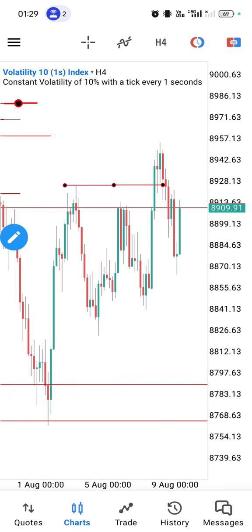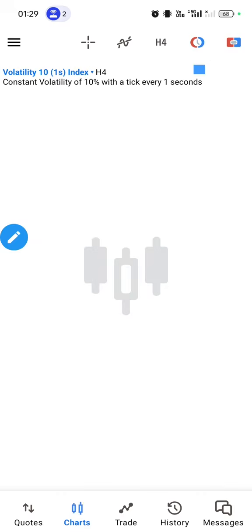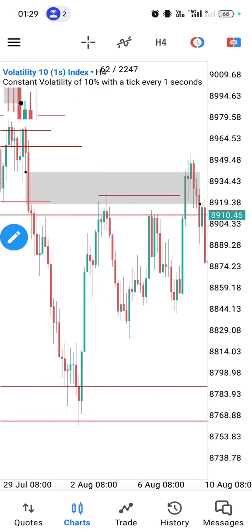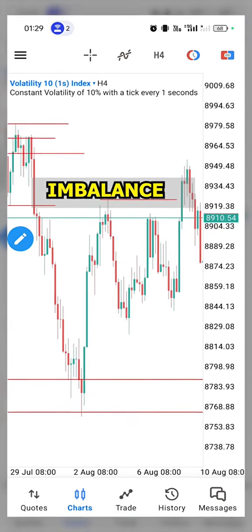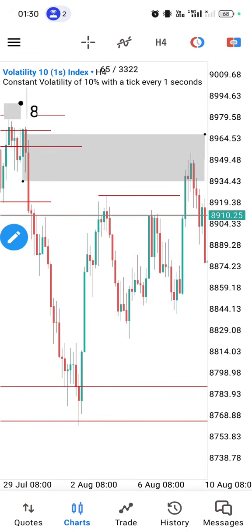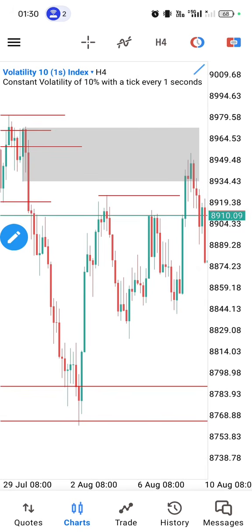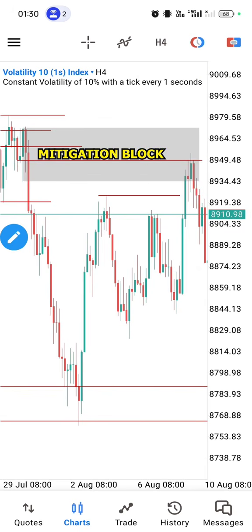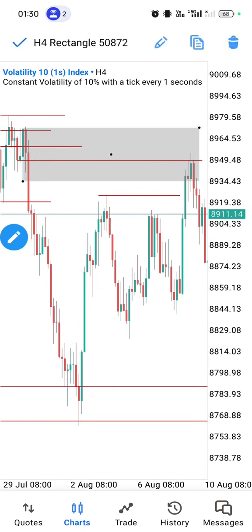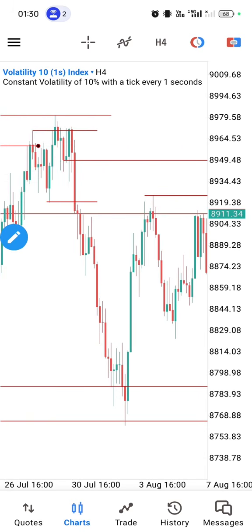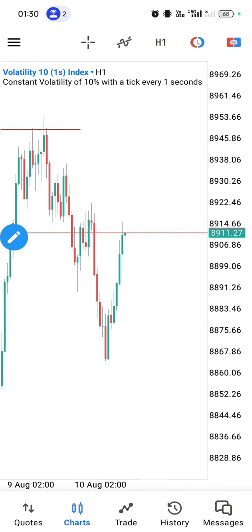Now on the 4-hour, we can see that price raided the stops above that high, and after it raided the stops, it filled the imbalance within the range, and after it filled the imbalance, of course it hit our 4-hour order block, and you can see that 4-hour order block is in line with the mitigation block. Now the mitigation block can be a smaller time frame mitigation block. Yeah, it is a smaller time frame mitigation block.